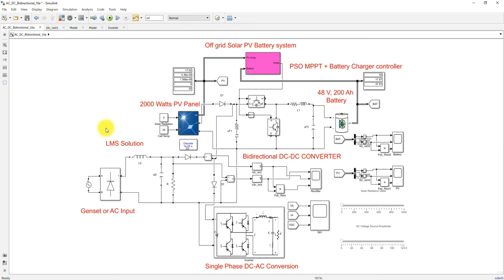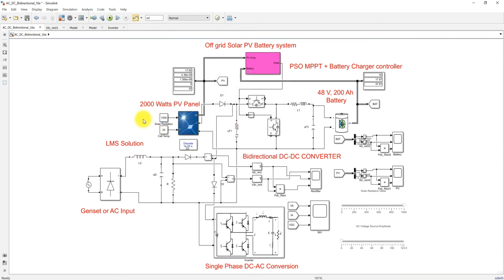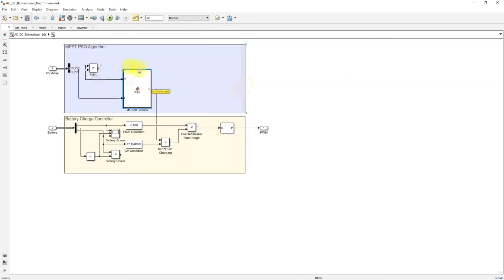So here I'm going to simulate this model. I'm going to explain the operation for different operating conditions. Initially I'm going to make the irradiation of the PV panel equal to 1000. Before that, here you can see that we are using PSO MPPT and battery charger control concept.